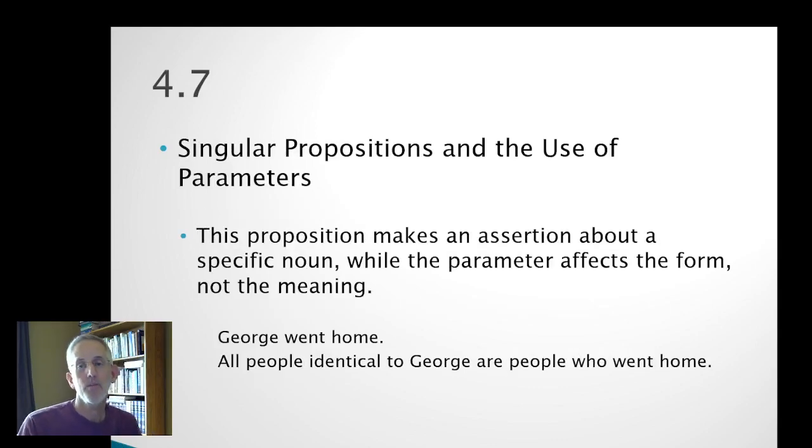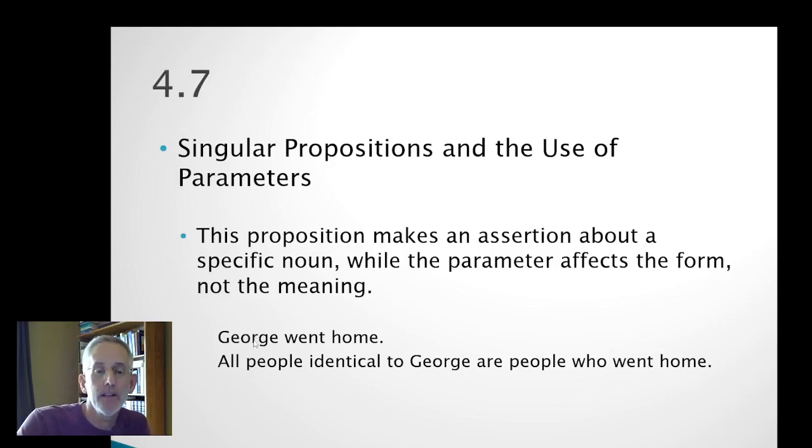Then you have singular propositions and the use of parameters. This proposition makes an assertion about a specific noun, while the parameter affects the form, not the meaning. When we're talking about the word parameter here, we just mean things like people identical to. It delineates a boundary for an object. So if we're starting with a sentence, this is a singular proposition. It just says George went home.